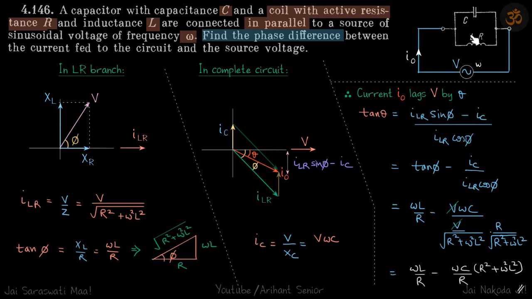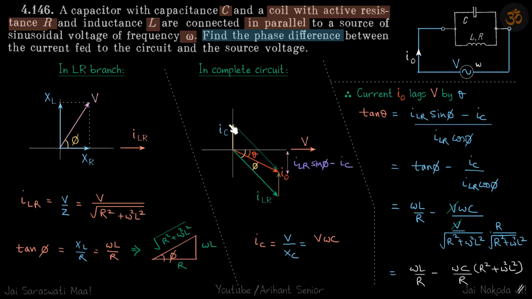We have this parallel circuit with one capacitor in this branch and this coil with resistance R in this branch. It's fed a sinusoidal voltage. We need to find the phase difference between the current and the source.